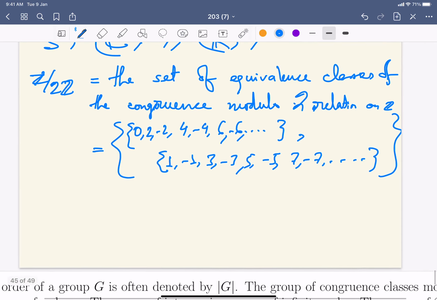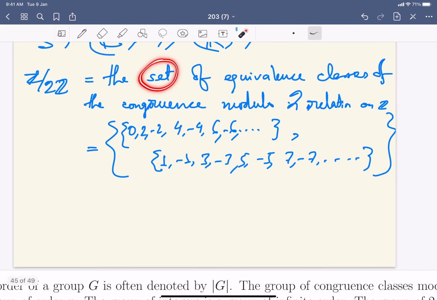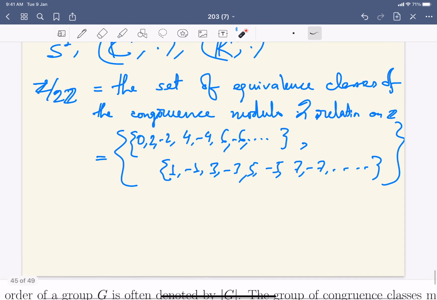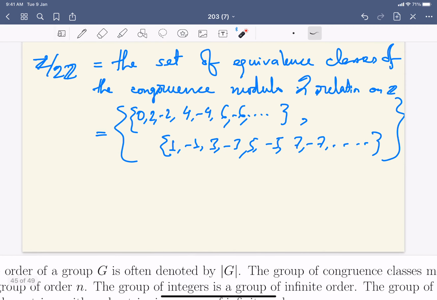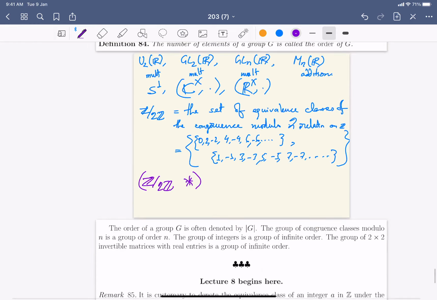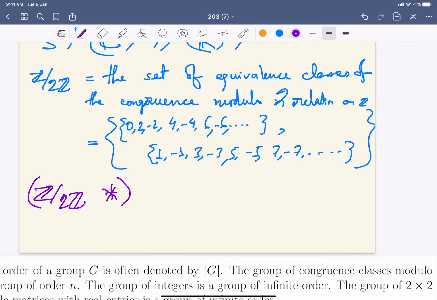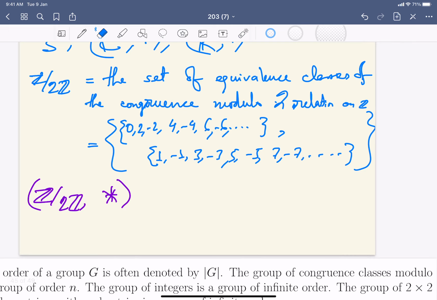Okay, so this is the set, and the correction that you may point out is that this is no more just a set, this is a group. Or to be even more precise, we should say Z mod 2Z, comma, star. So this is the group that we have already established.